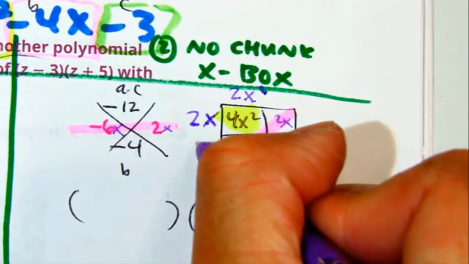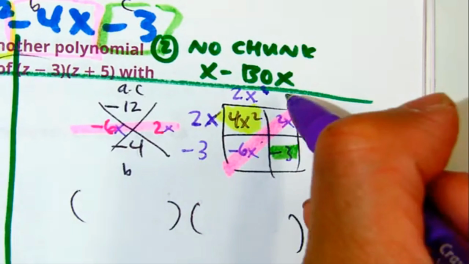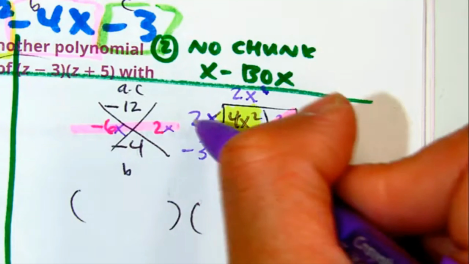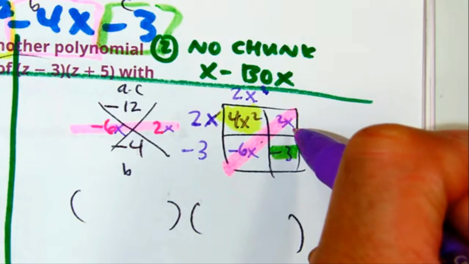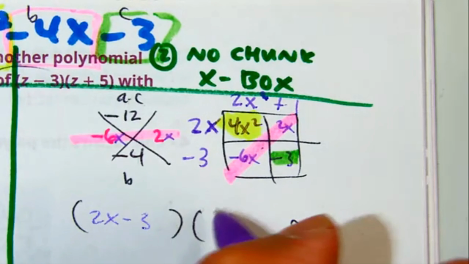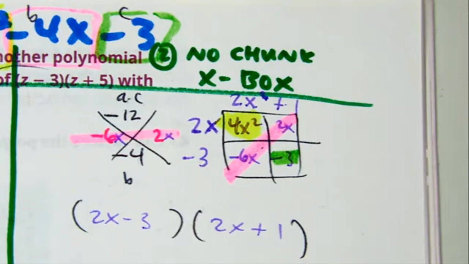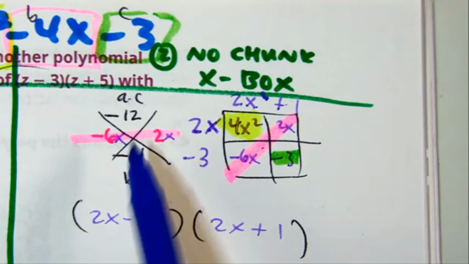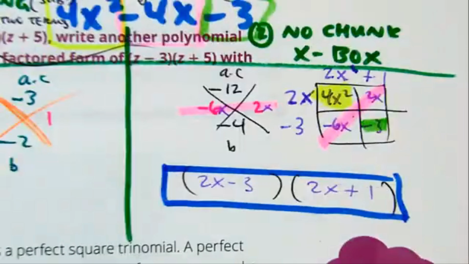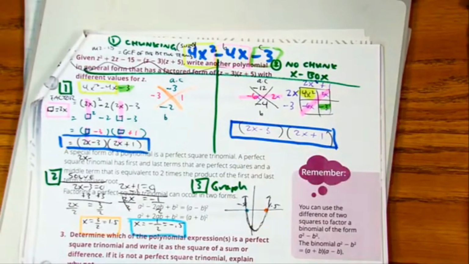Positive or negative? And over here. Something times 2x equals 2x. Yeah, 1. So I'm going to have 2x minus 3, 2x plus 1. Raise your hand if you got that. Good. And what did you guys recognize if you, no chunk, but x box? Your answer is the same. What does that mean? Do you have to use the chunking method? No, only if it makes more sense to you.